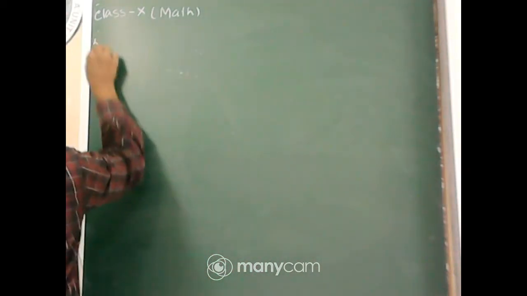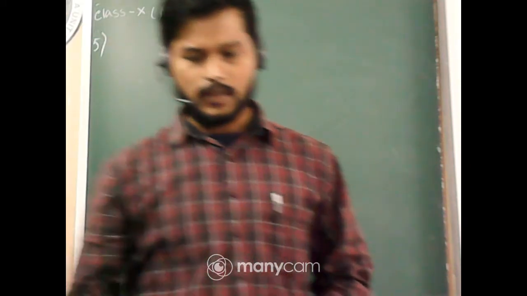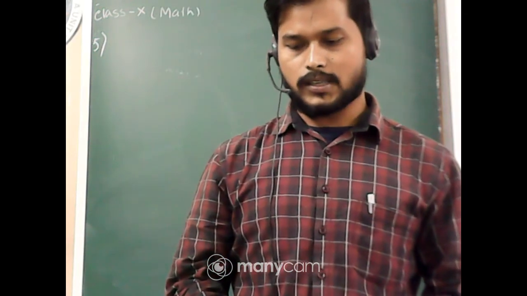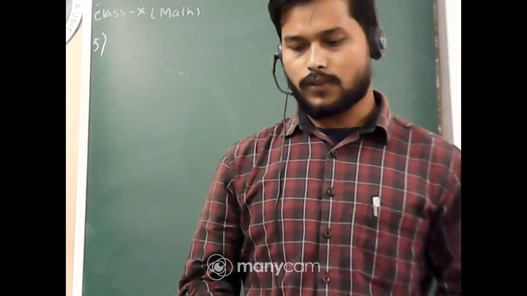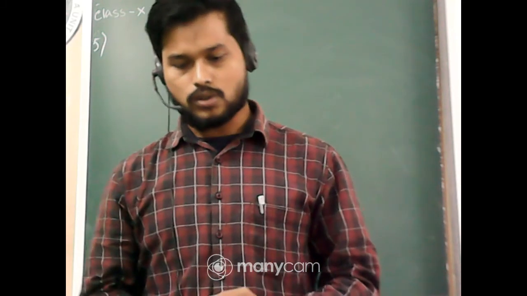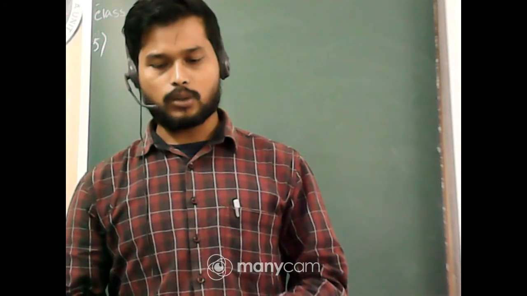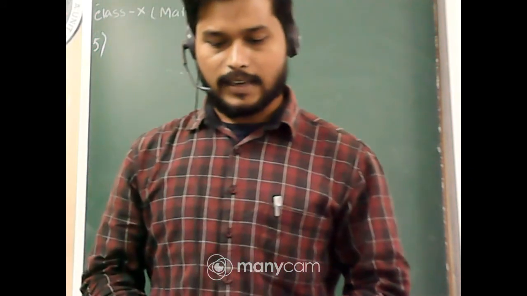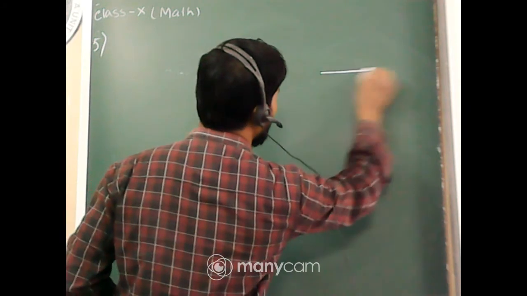Question number 5 says that from each corner of a square of side 4 centimeter, a quadrant of a circle of radius 1 centimeter is cut, and also a circle of diameter 2 centimeter is cut as shown in the given figure. Find the area of the remaining portion. Okay, so let's draw the diagram first. So we have a square.